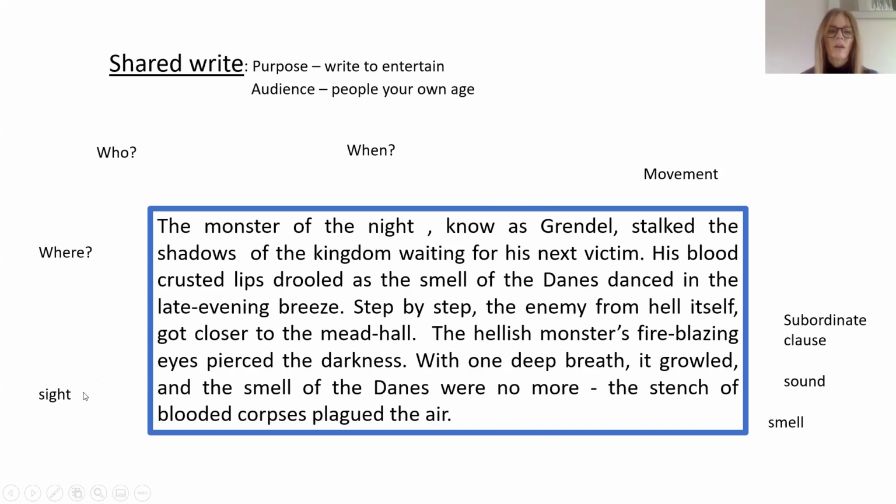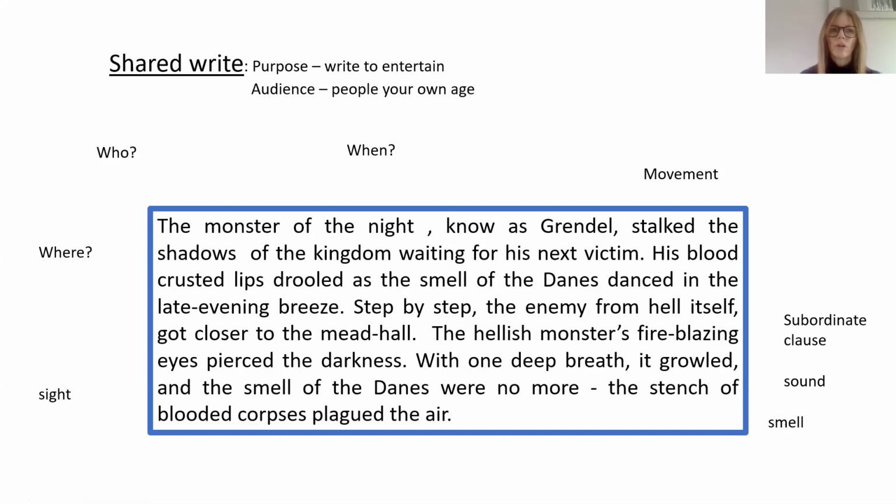Now, around the outside here, I have put some, let's start up here. Purpose. Please remember that you're writing to entertain. Okay, so you should have that at the forefront of your mind. Also, remember the audience. So you're writing to people your own age. So that will obviously make a difference to the language that you are using. And again, around the side, I've just put some keywords to keep you focused. So remember the senses that we spoke about. So the sight, we spoke about Grendel's eyes. Where is Grendel? Or where is the mead hall in reference to where Grendel is?